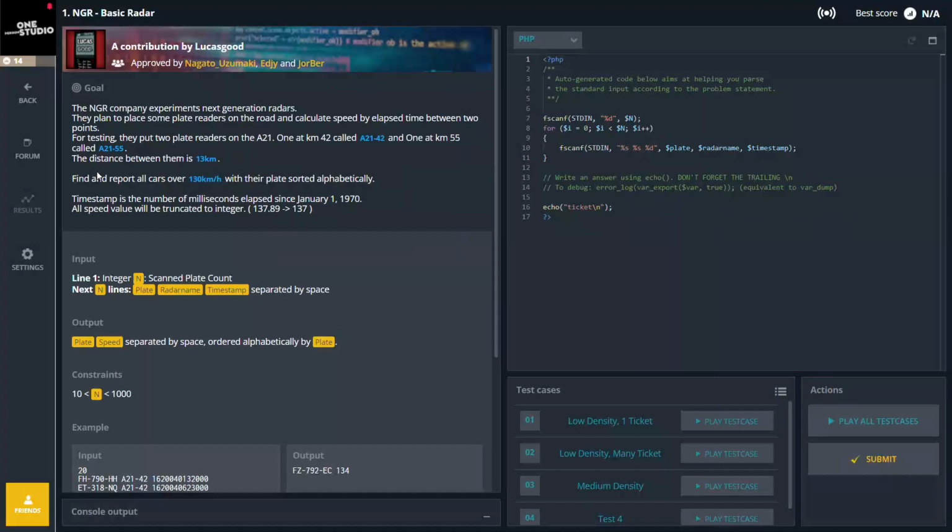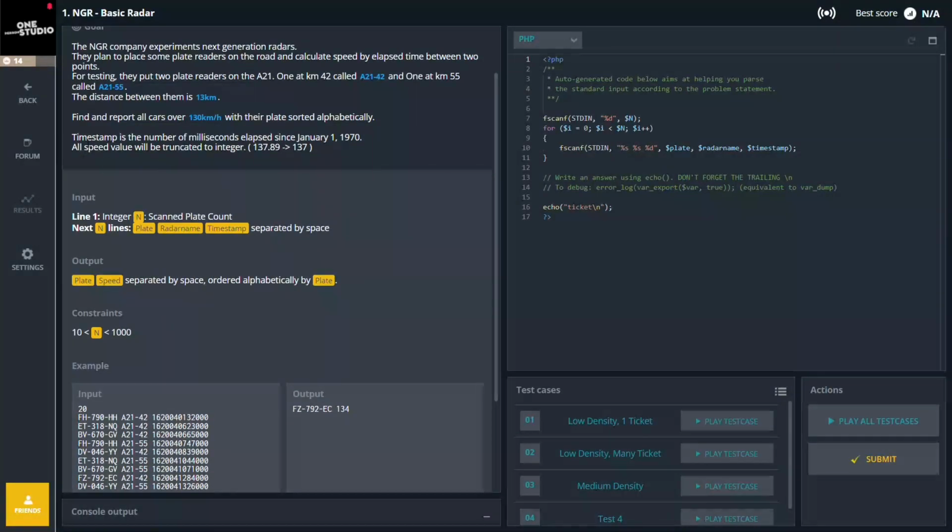A21-55. The distance between them is 30 kilometers. Find and report all cars over 130 kilometers per hour with the plate sorted alphabetically.